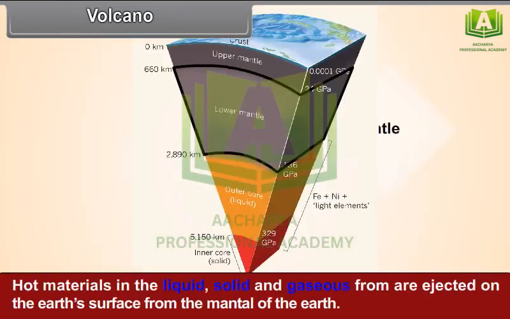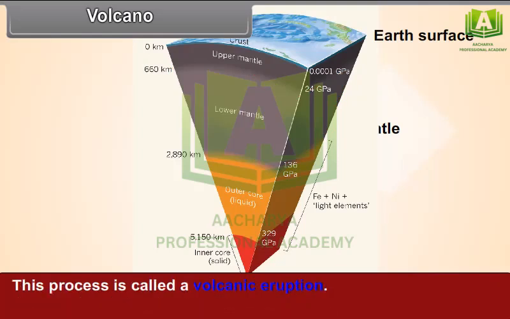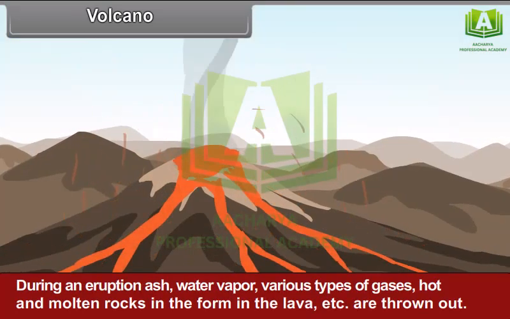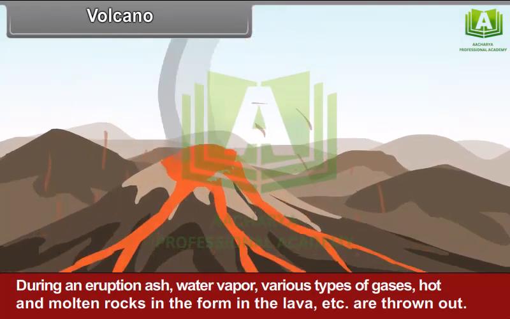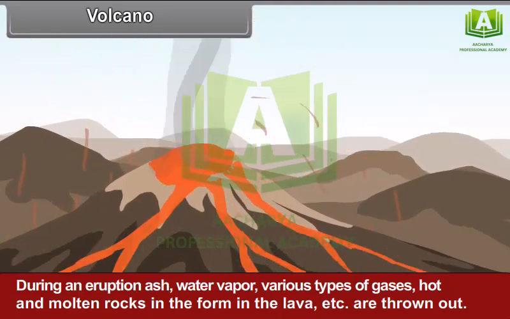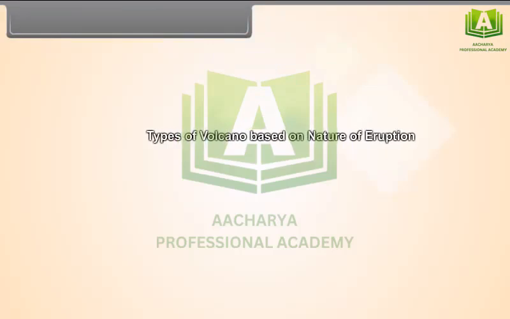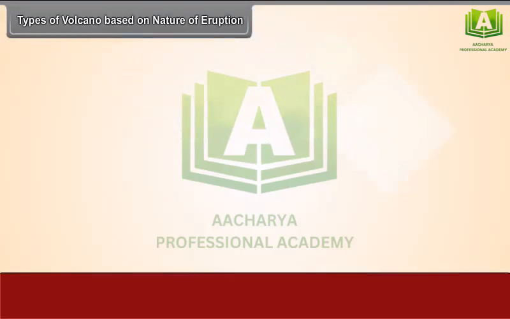Volcano. Hot materials in the liquid, solid, and gaseous form are ejected on the Earth's surface from the mantle of the Earth. This process is called a volcanic eruption. During an eruption, ash, water vapor, various types of gases, hot and molten rocks in the form of lava, etc. are thrown out. Types of volcanoes based on nature of eruption.